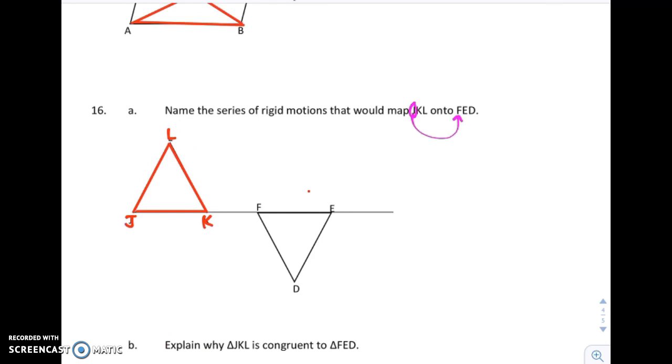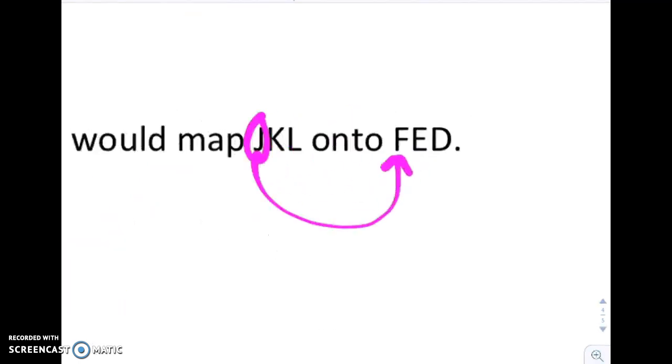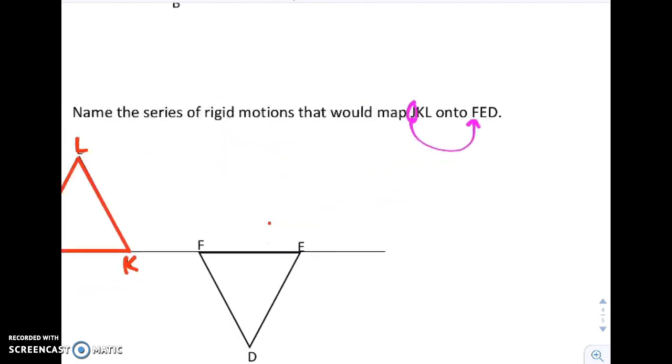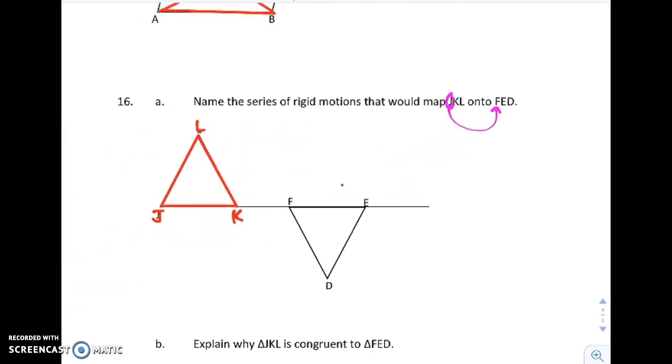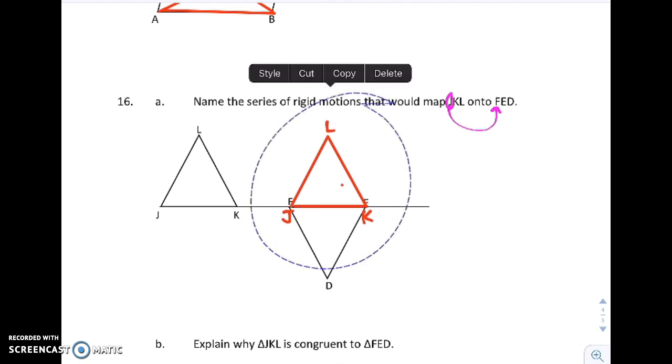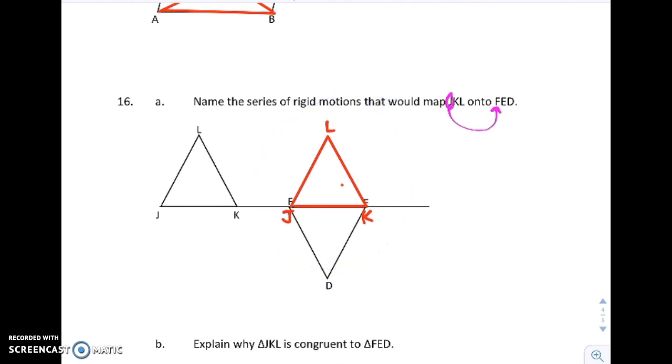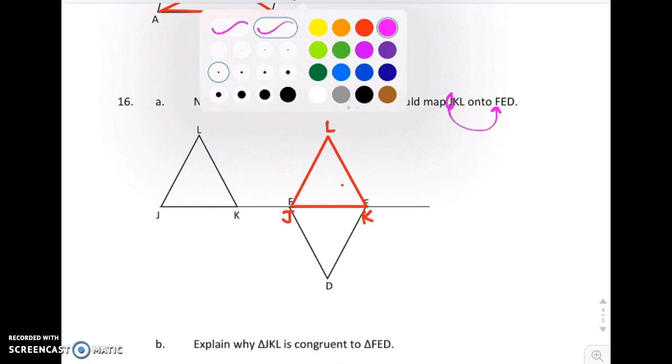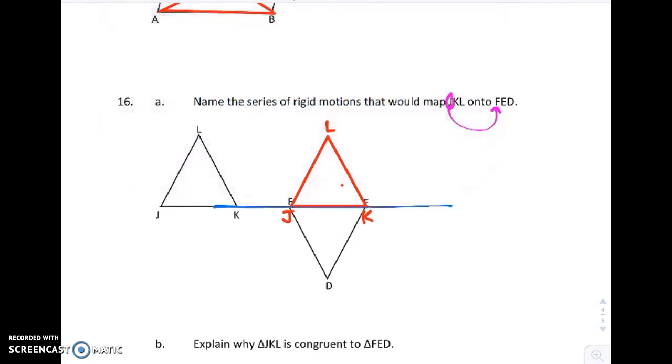First, you want to pay close attention on 16A to the fact that J has to map onto F. So there isn't going to be any reflecting here because J is on the left and so is F. So all you need to do first is translate triangle JKL such that J maps onto F. That locks you into place there. And then your second step would be to reflect over line JK such that L maps onto D.